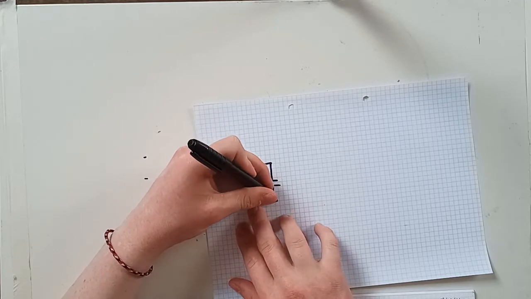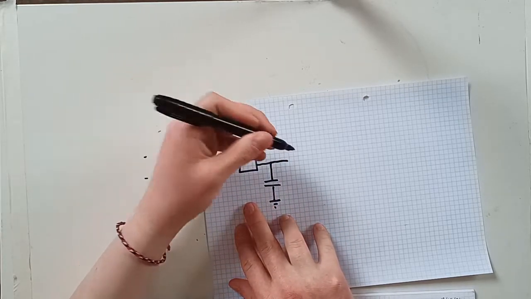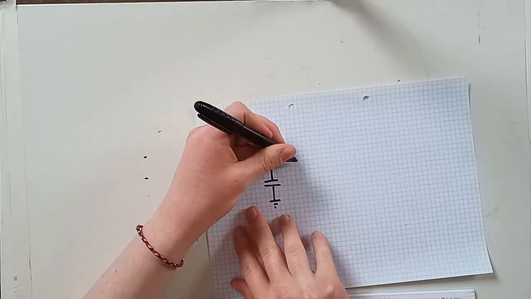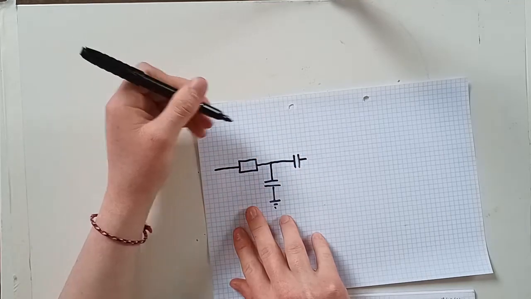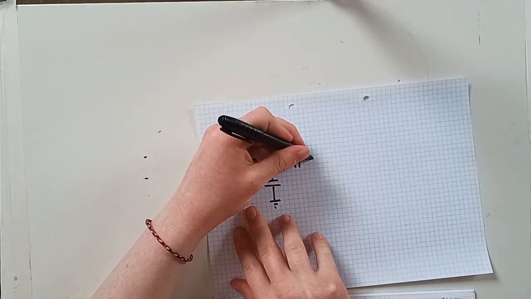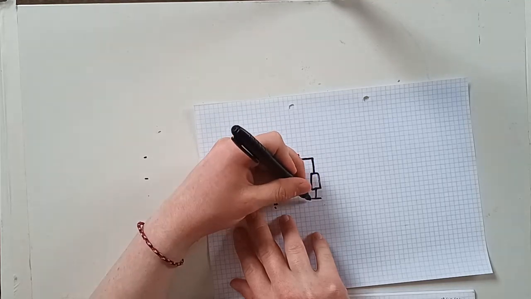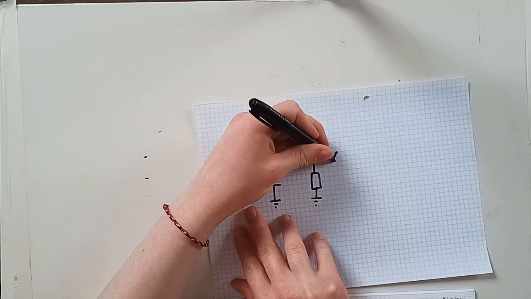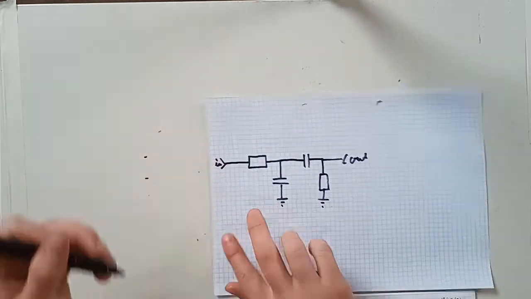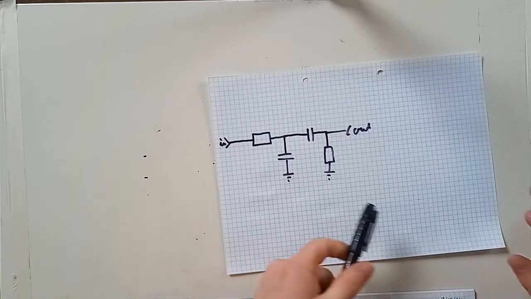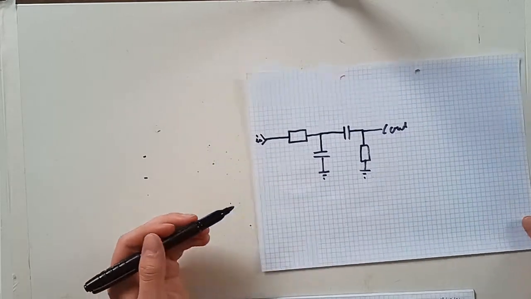You have your low pass filter, and then ideally you would buffer it, but I'm not going to show it in this example. Then you would run your output from your low pass directly into a high pass filter, like so. And that would be a basic band pass filter with only 4 components.